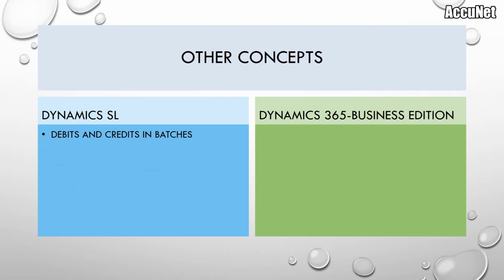In SL, we're used to basically applying our journal entries as debits and credits in batches. In 365, you do not put things in as debits and credits, but negative and positive entries. And the concept of batches is a little bit different. It's kind of hard to explain, but you could post one entry at a time, and that's basically would be given a batch number, but it's really not the same as a batch. It works a little bit differently.